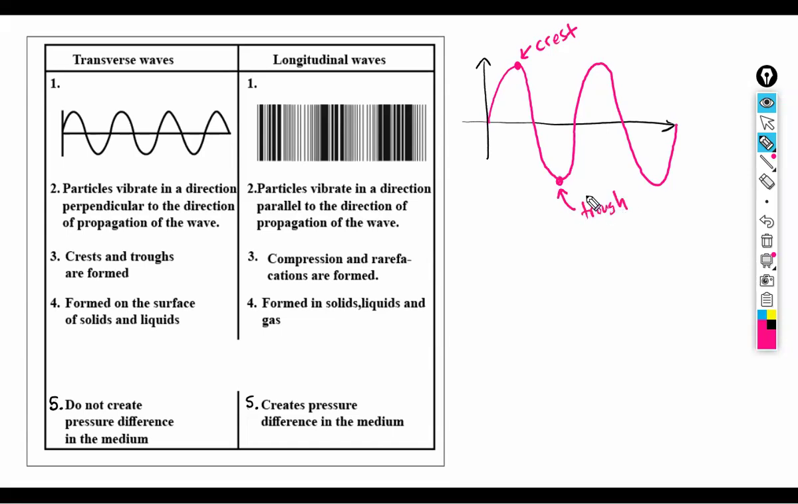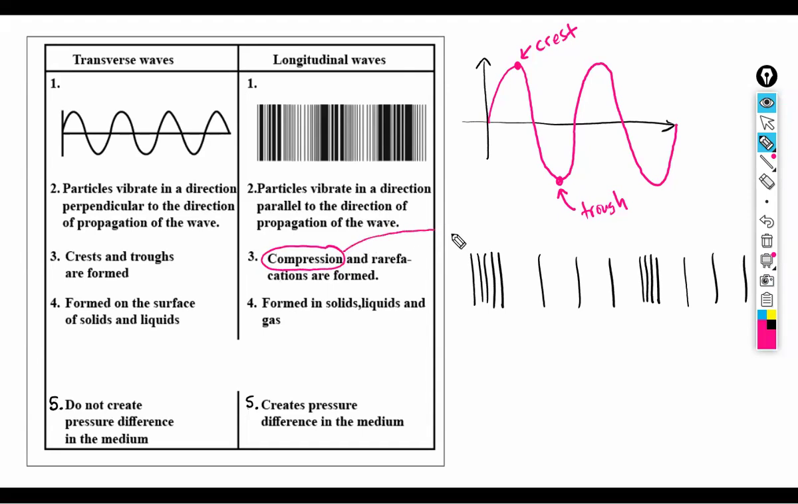Now, longitudinal waves don't have that. They don't have ups and downs. Remember, longitudinal waves are either compressed or decompressed. Now, we don't usually say decompressed. The compression part is when you squeeze the particles together, and the rarefaction is when it's decompressed, in other words, when the particles are spaced out more.